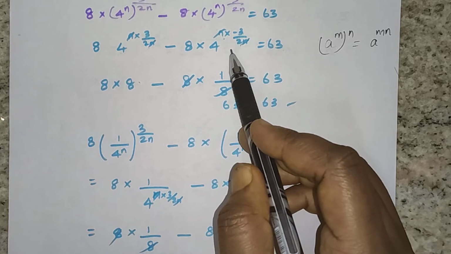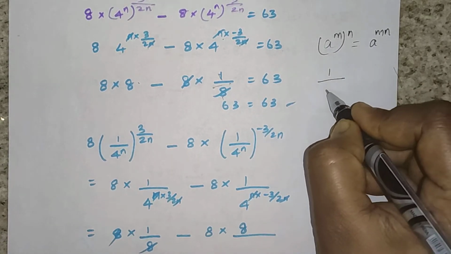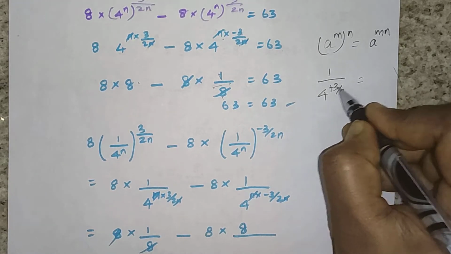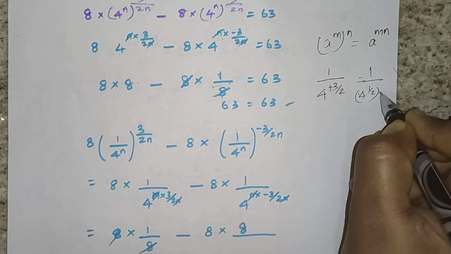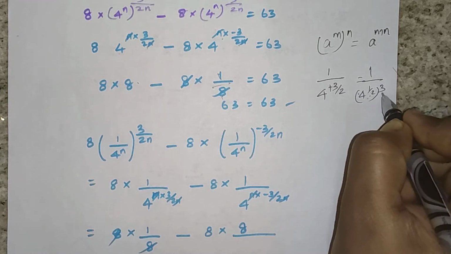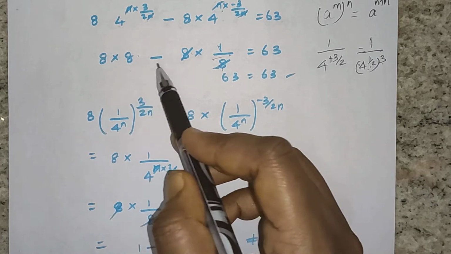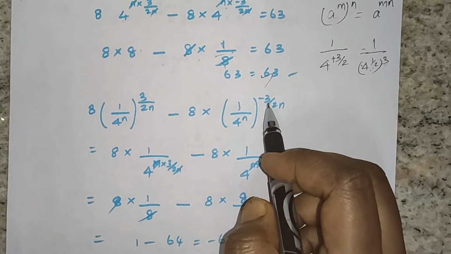Here also the same thing only. So 1 by 8 will come. This is 1 by 4 power minus 3 by 2, that is plus 3 by 2. So 1 by 4 power half the whole power 3. So 4 power half is root 4, that is 2, 2 cube is 8. So here 8 and 8 get cancelled. 8 8s are 64, 64 minus 1 means 63. So this one satisfies the given equation.